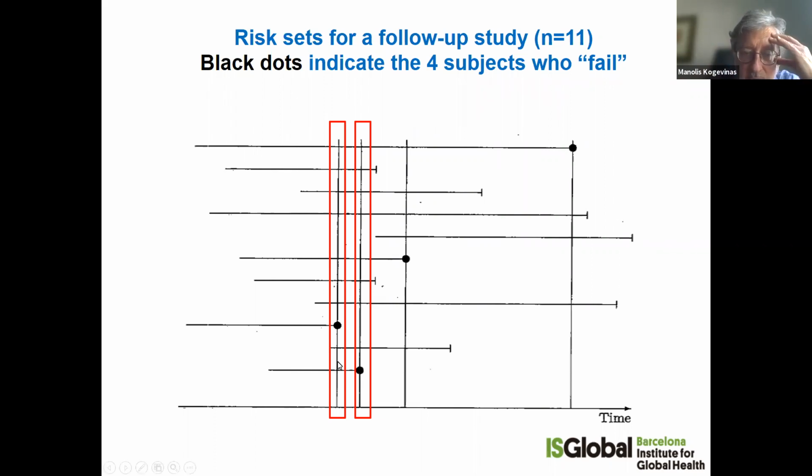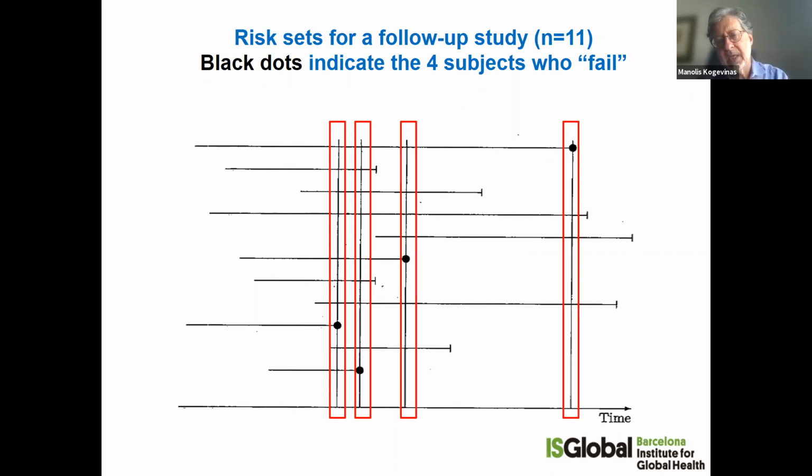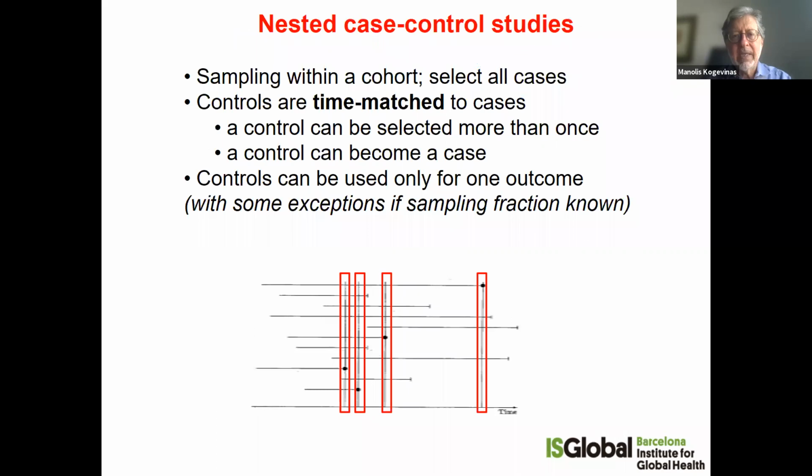If we had selected this person as a control for the first case, we will still keep this person as a control, and then this person would also enter as a case. Obviously, this person would not contribute to the risk set here, because that was a case, out. And you would do this and you would get all your controls. So for a nested case control study, you select all your cases, and then you do some kind of time matching to the cases using incidence density sampling, and a control can be selected more than once, and a control can become a case. And then you have a set of controls for a set of cases.